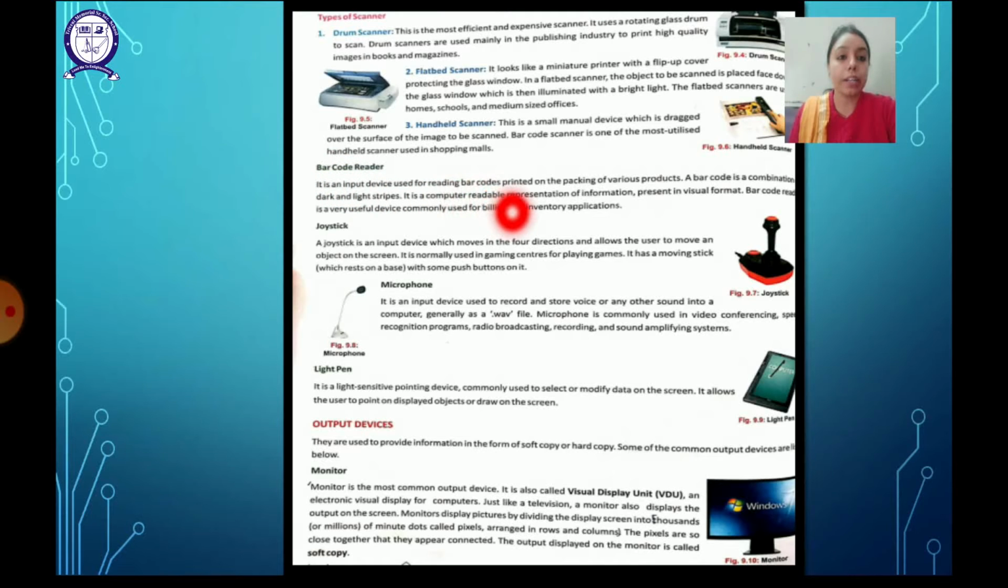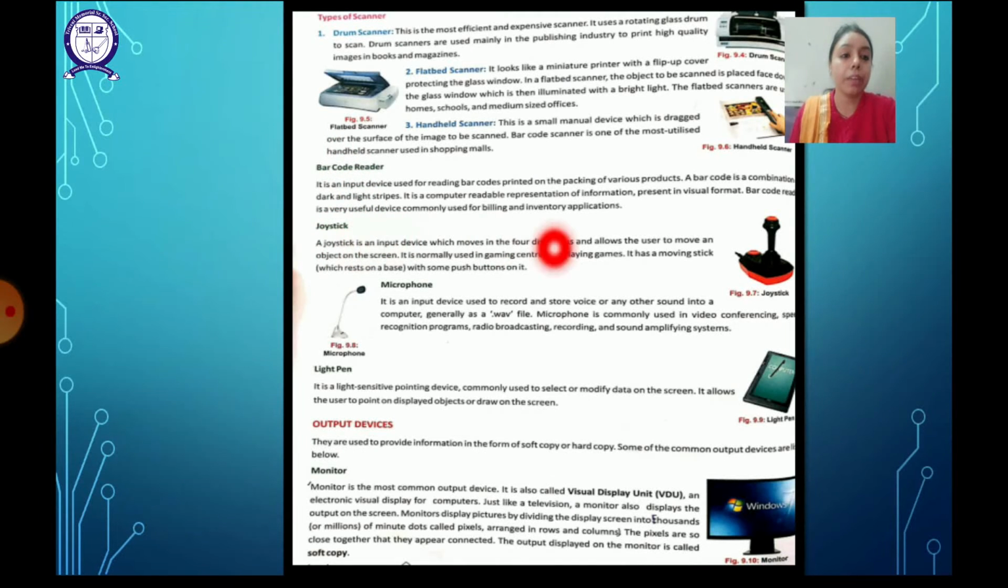Barcode reader is used for reading the barcodes which are printed on the packing of various products. You must have seen when you purchase any product from a mall or any other such place, there are black thin and thick lines at the back side of the product. Those lines are used to read the price of that item, and that is done by the barcode reader, right?